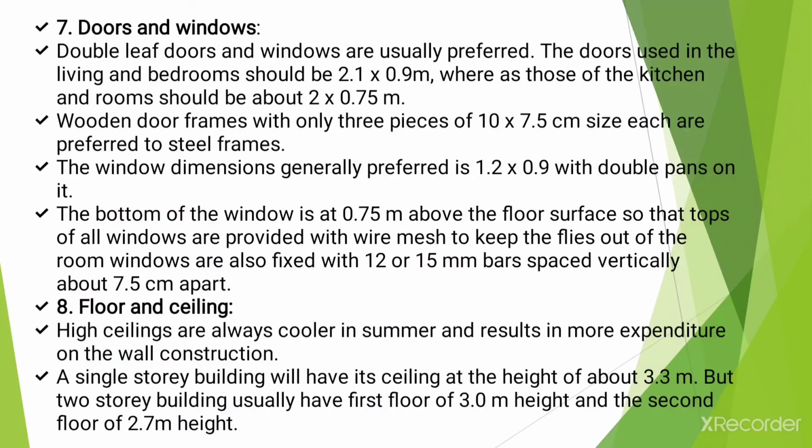After that, doors and windows. Double leaf doors and windows are usually preferred, and the doors used in the living and bedrooms should be 2.1 by 0.9 meters, whereas those of the kitchen and other rooms should be about 2 by 0.75 meters. Wooden door frames with only 3 pieces of 10 by 7.5 centimeter size each are preferred to steel frames. The window dimensions generally preferred are 1.2 by 0.9 meters with double panes.